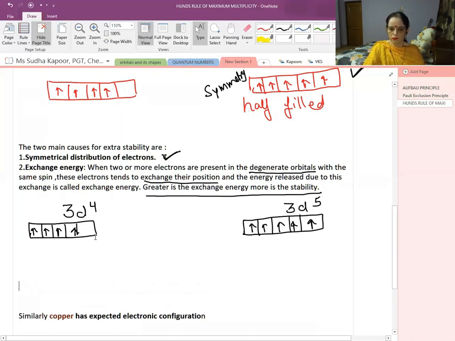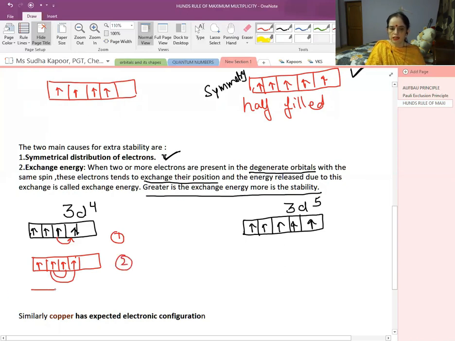Now, in case of 3d4, let us see what is happening. In case of 3d4, the electron can transit from one place, the exchange energy. The first electron can exchange by 1. Now, let us draw the other case. How many exchanges are possible? This is the main thing. We are calculating the exchange energy. So, let us see the case of the other electron. It can exchange at 2 places. Okay, the 2 exchanges are possible.